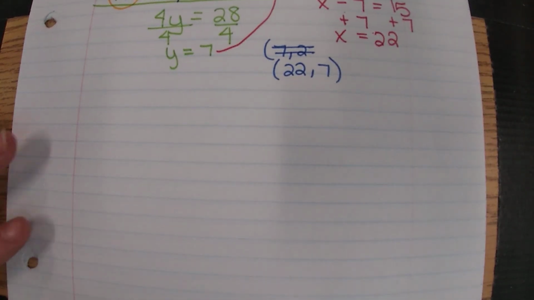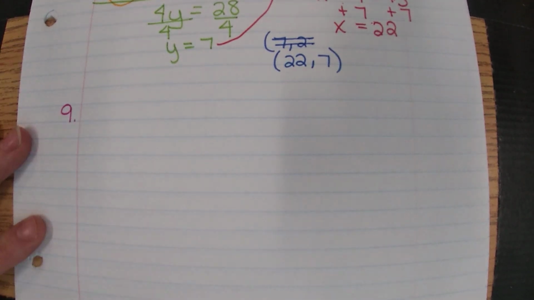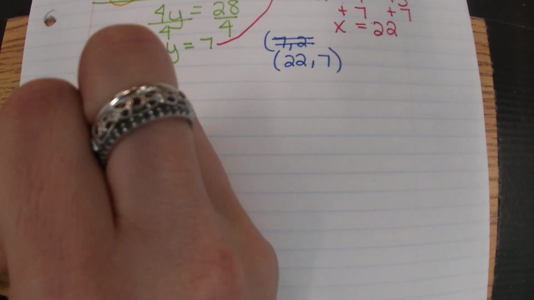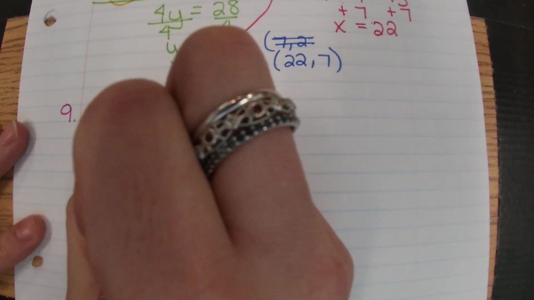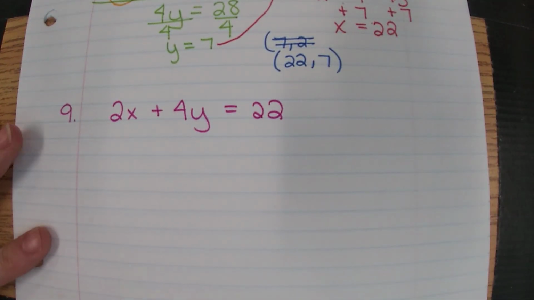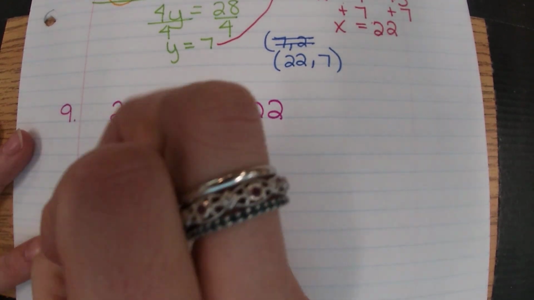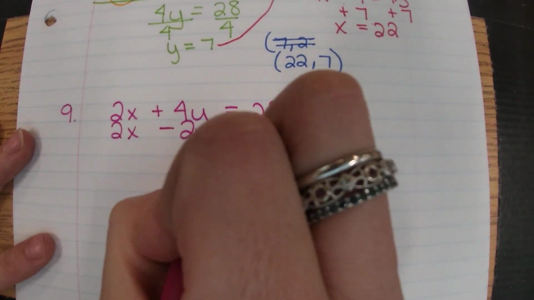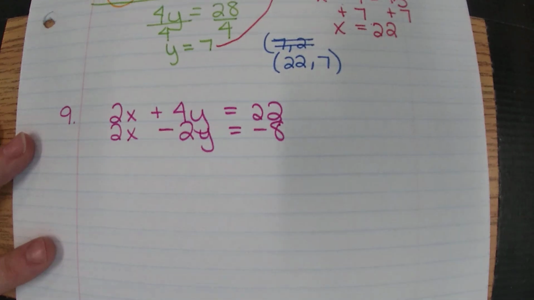Let's take a look at number 9. Number 9 says 2x plus 4y equals 22, and 2x minus 2y equals negative 8.